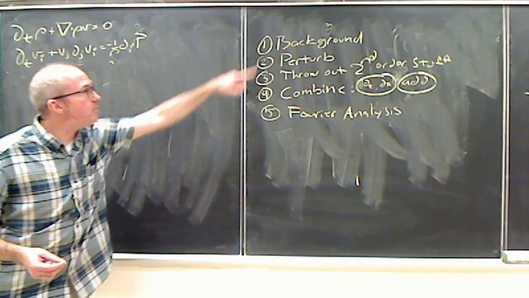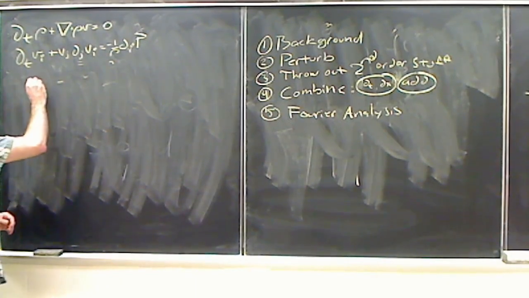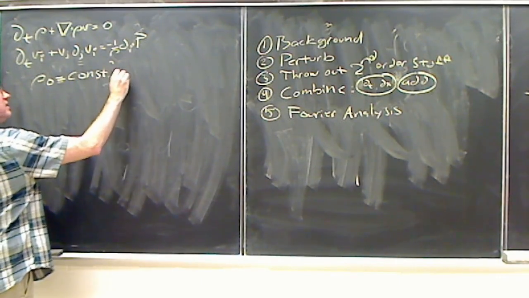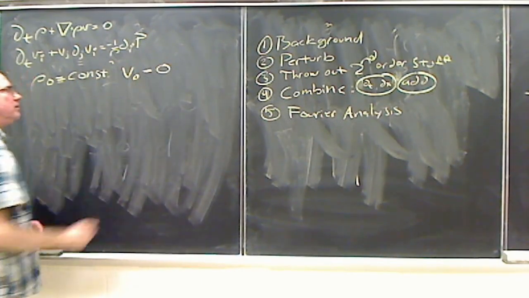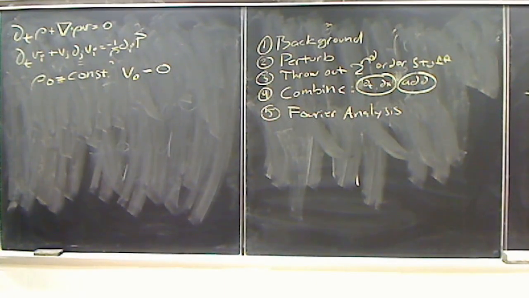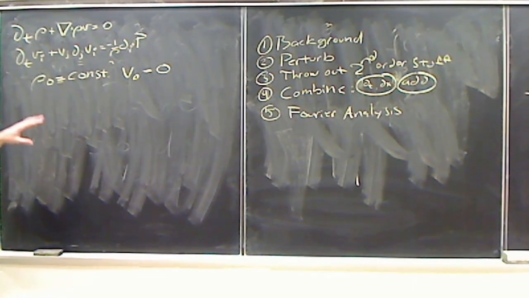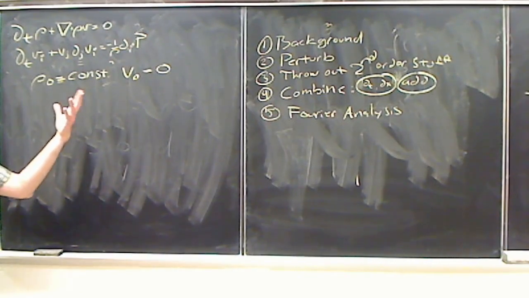So the background solution. I know that for some rho naught equals constant, b naught equals 0. Now, whichever one of these you want to take to be first, you can look at continuity and see that it's true. If rho naught is constant, then this is 0, and the div of this is 0 only if v is 0 for an arbitrary case. Or, if v is 0, then d by dt is 0 and rho is constant. All this is saying is that the fluid's just sitting there doing nothing.